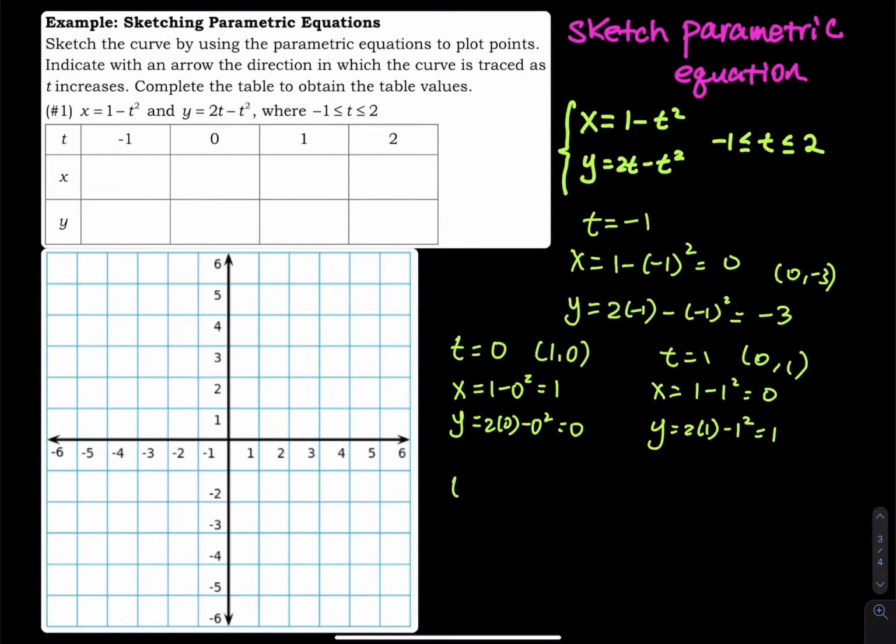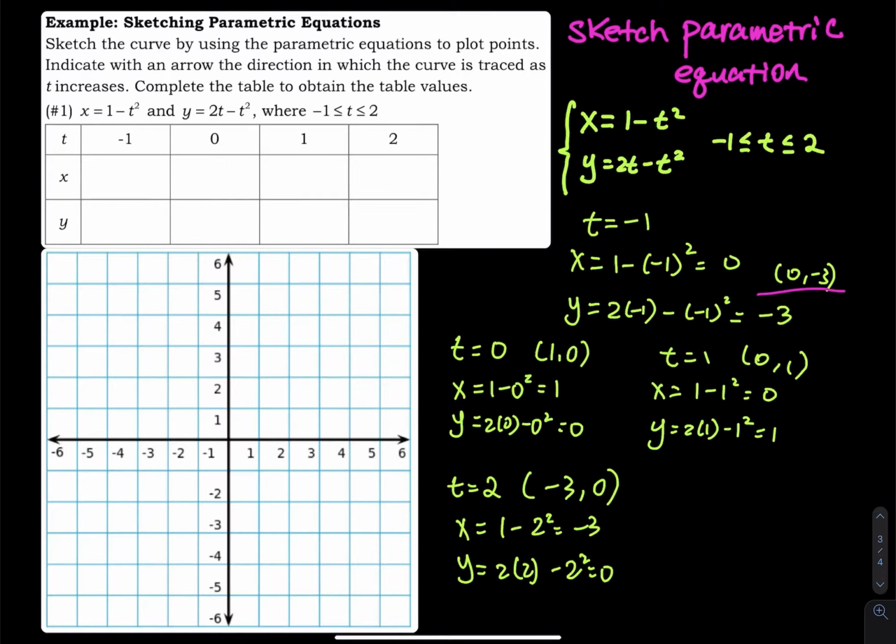When t equals 2, x equals 1 minus 2 squared, which is -3, and then y equals 2 times 2 minus 2 squared, which equals 0. So I have (-3, 0). And then I fill out the table. I have to use a darker color for that, because if I use green on the picture, you won't be able to see it. So the first point I got is here.